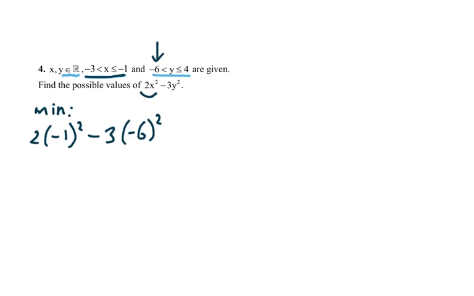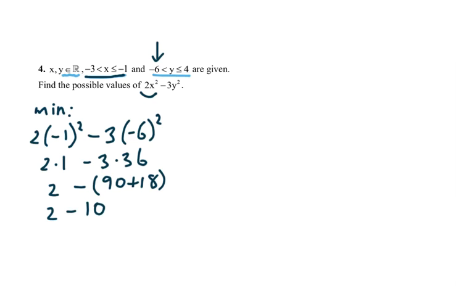So let's simplify all of this, and we get 2 times 1 minus 3 times 36. And we can see that that's just 2 minus, 3 times 30 would be 90. 3 times 6, using the distributive law, is 18. And we have 2 minus 108, and that gives us minus 106 as the minimum.